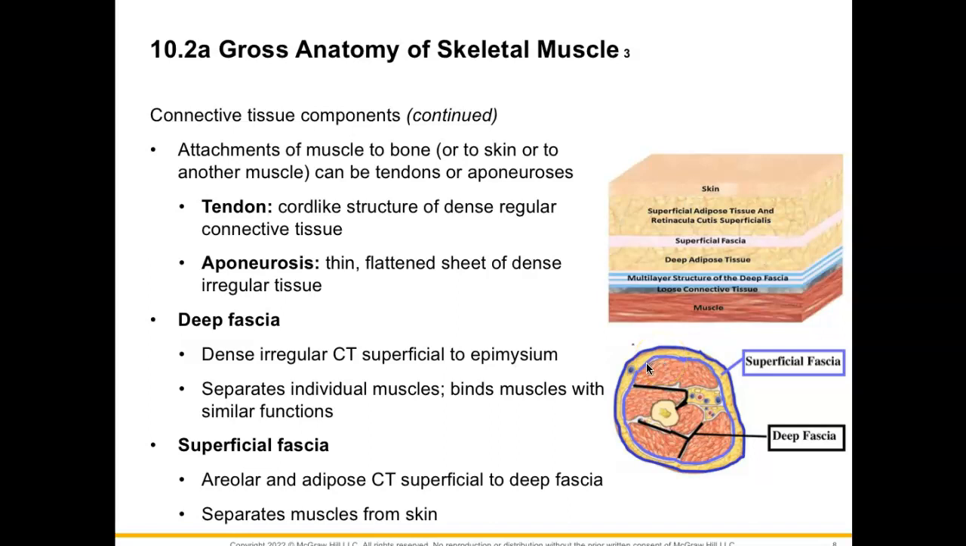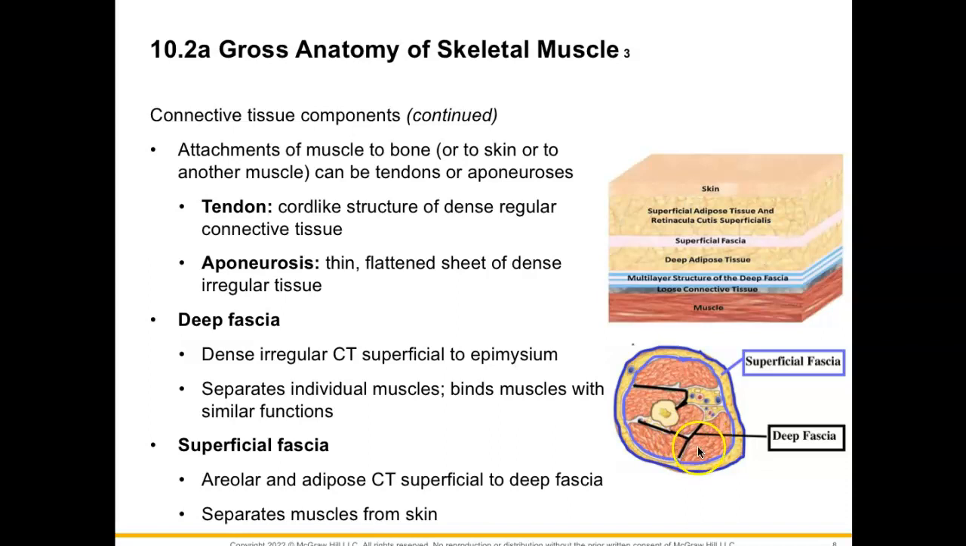This is made up of areolar or adipose connective tissue. And of course, we'll find this superficial to the deep fascia that we'll point out in just a moment. And it really helps to separate out our muscle from the skin itself. Now, we can see the muscle underneath here, and our muscle is going to be separated from one another within the arm. And so the connective tissue layer that separates out those muscles is called the deep fascia. And this is made up of dense irregular connective tissue, and we find it just superficial to that epimysium.